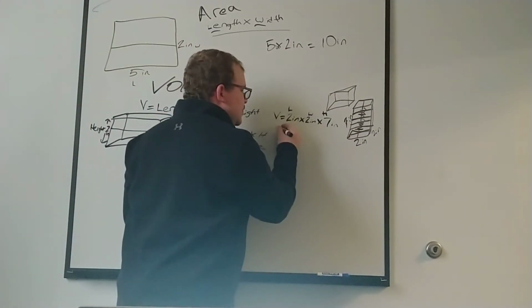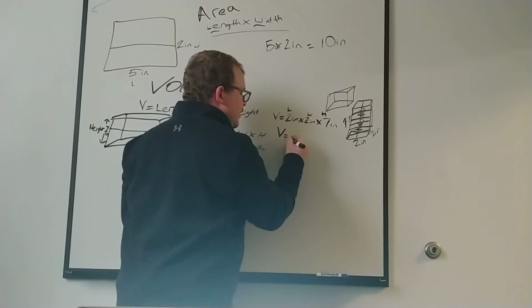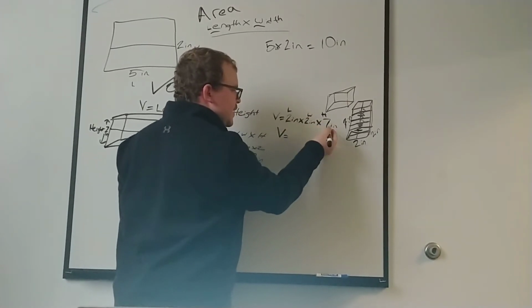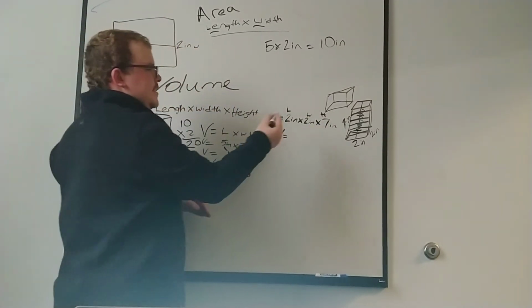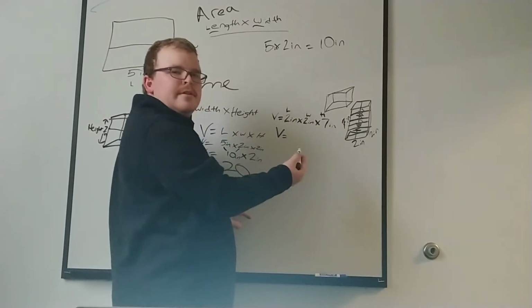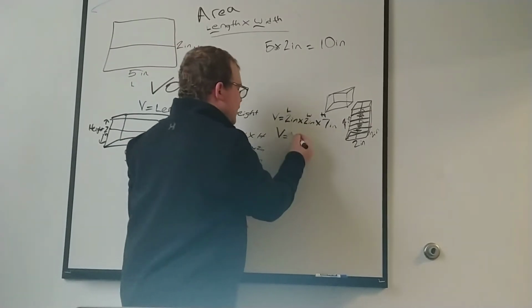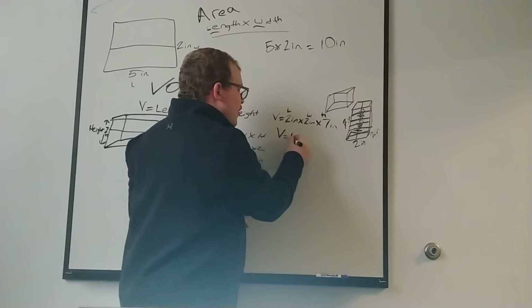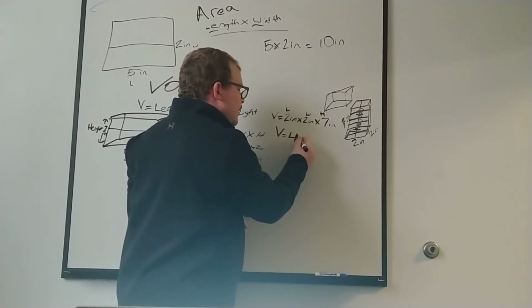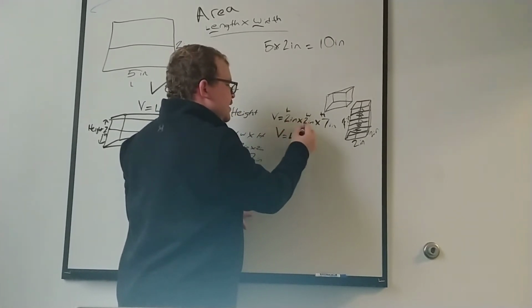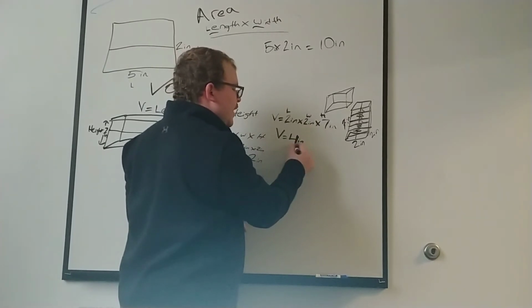So we had to solve volume equals length times width times height. Well, let's first do length times width. What's 2 times 2? 4. Nice job. So we have 4, which is the length times the width. So we have 4 now.